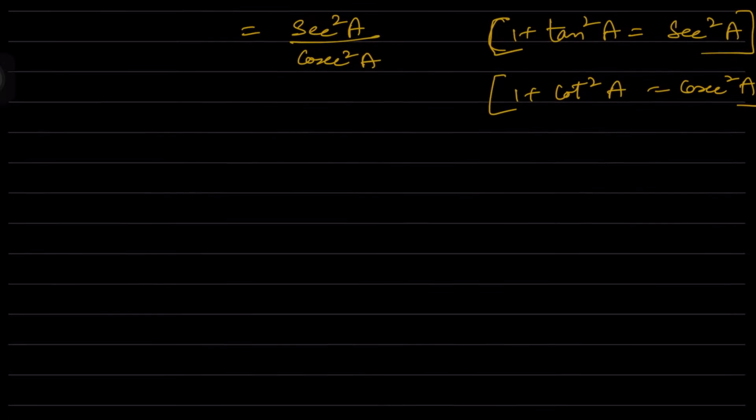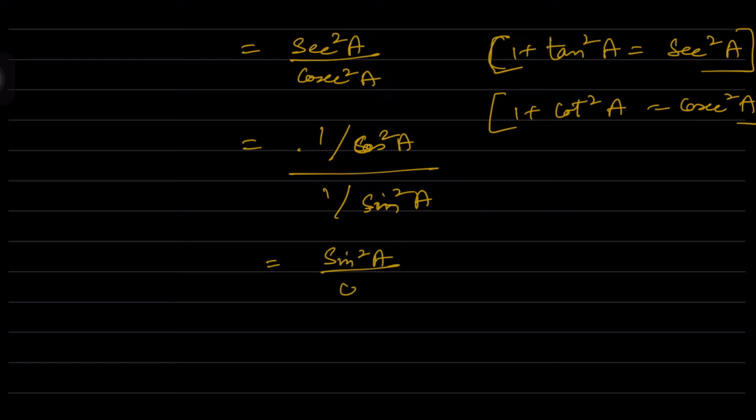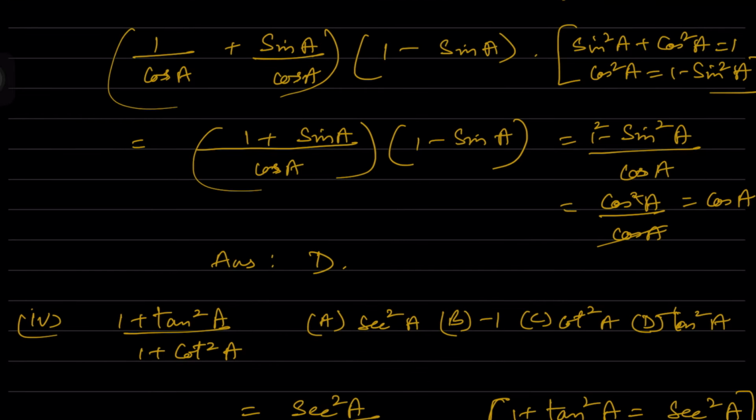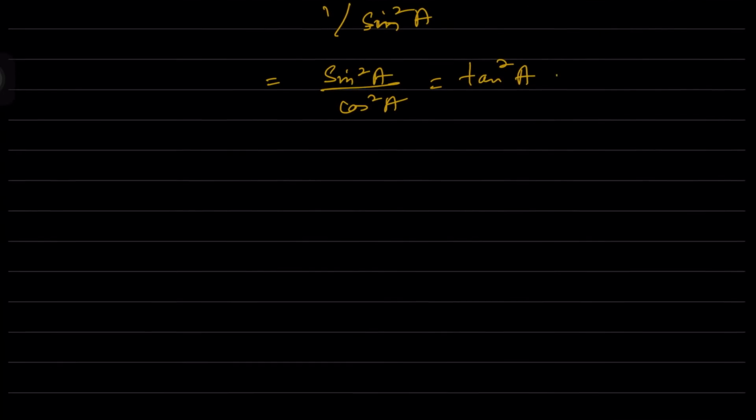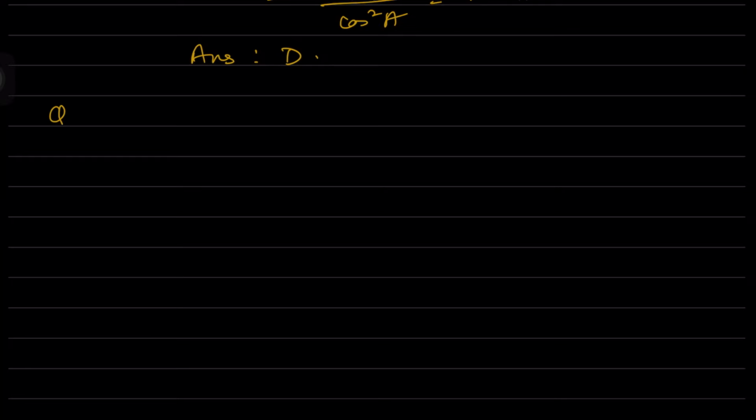So these are the two identities which we have used, and this can be written as 1 by cos square A by 1 by sin square A. If you are taking this to the numerator, this is A by B by C by D, so it can be written as A by B into D by C. Therefore you will get sin square A by cos square A, which is nothing but tan square A. So option D is correct over here. We'll just tick D. So the answer is D. Okay, going into question 5 now.